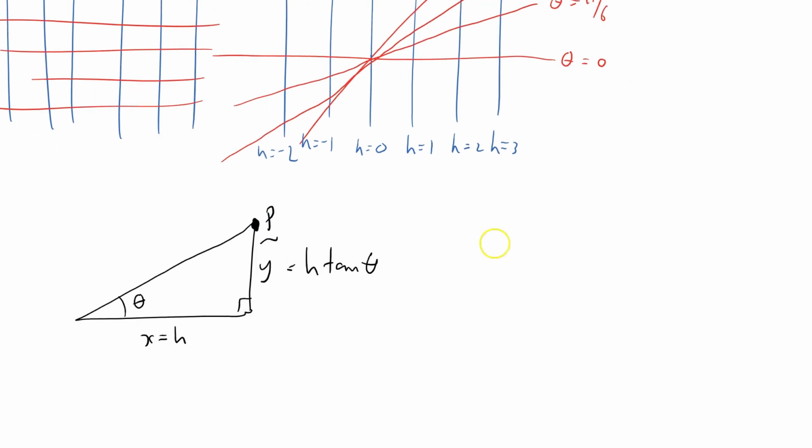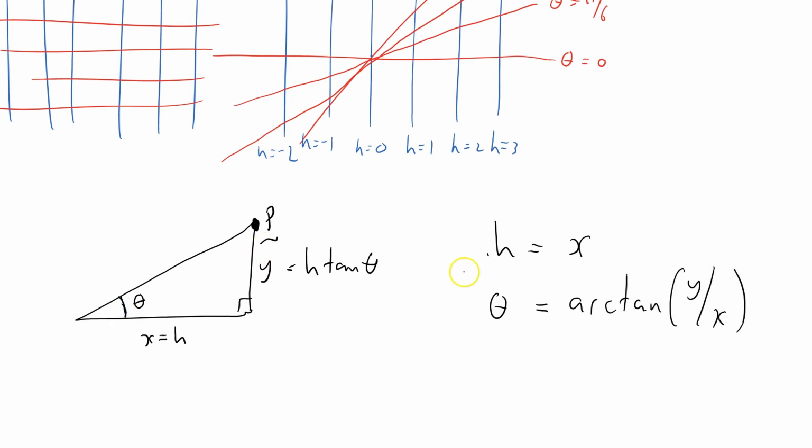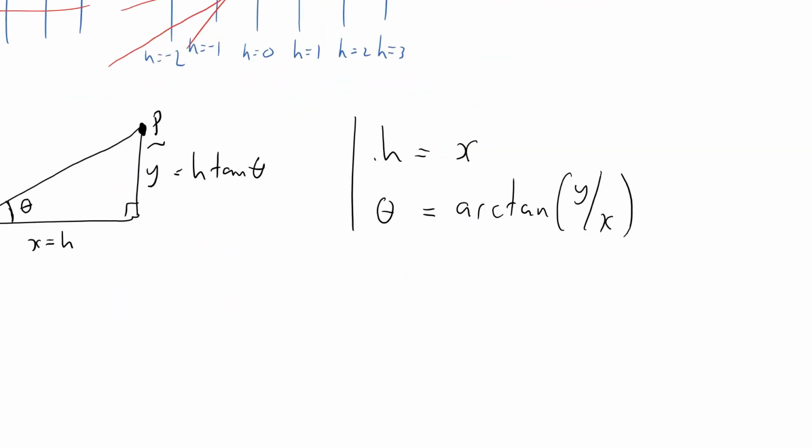So let's just write it out explicitly. Actually, I'll do the forward one first. h equals x, and theta equals arctan of y over x, which is this angle here. That's the forward transformation. And the backward one is x equals h, of course, and y equals h tan theta.